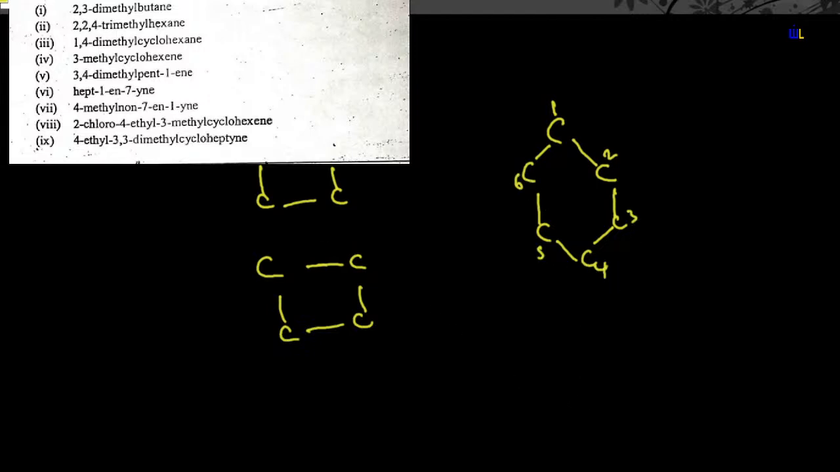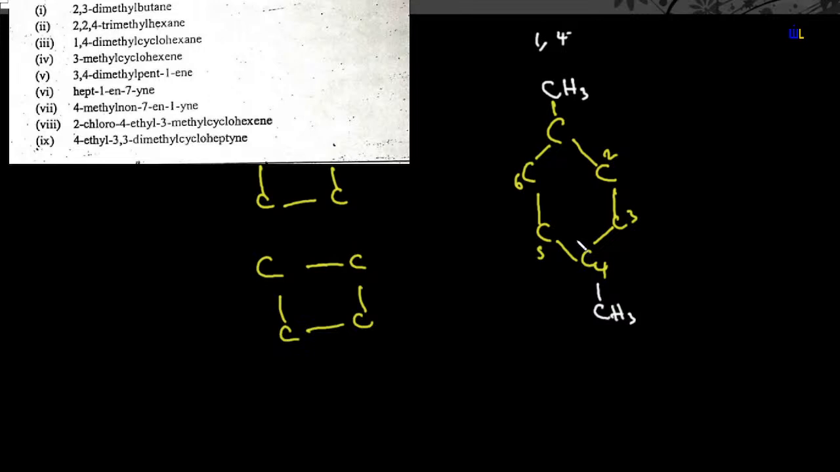Now, the methyl group, the name is 1,4, which means methyl will be on number 1. This is number 1. I put a methyl group. And then methyl will be on number 4. I put a methyl group. And that's that basically. This is 1,4-dimethyl cyclohexane.